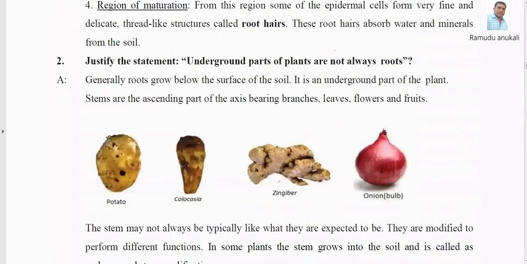So now we are going to discuss: the underground parts of plants are not always roots. Justify the statement: underground parts of plants are not always roots.